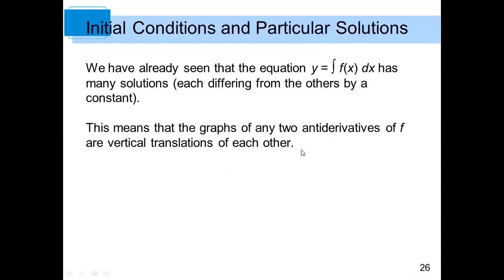So when you add a constant outside of a function like the plus c, it's going to shift the function up that many units or down that many units, depending on whether it's addition or subtraction. Therefore, all antiderivatives differ by a constant, and one graph is the vertical translation of the other.